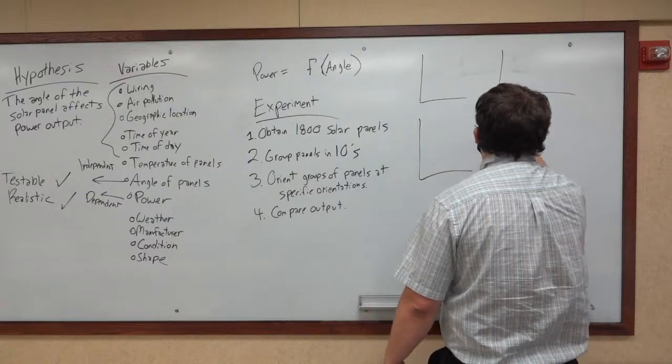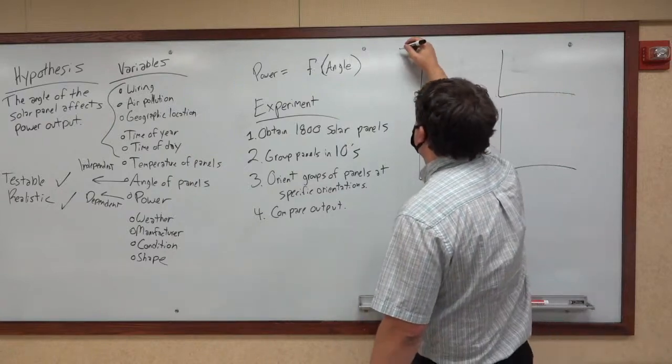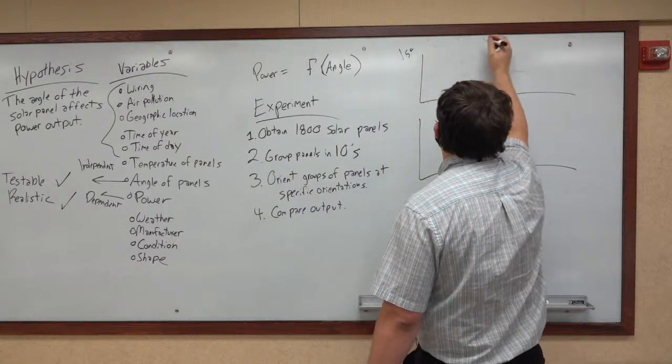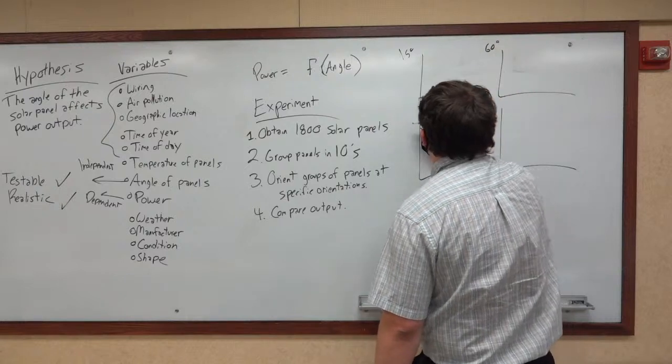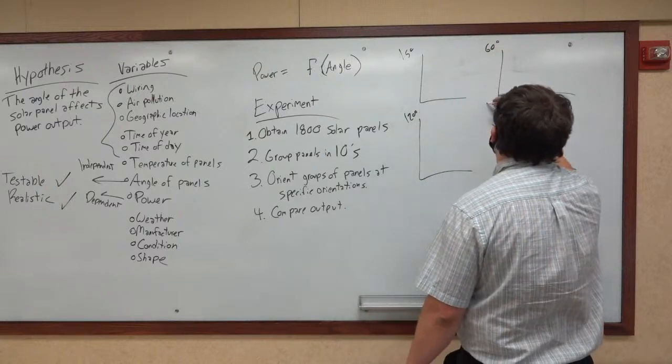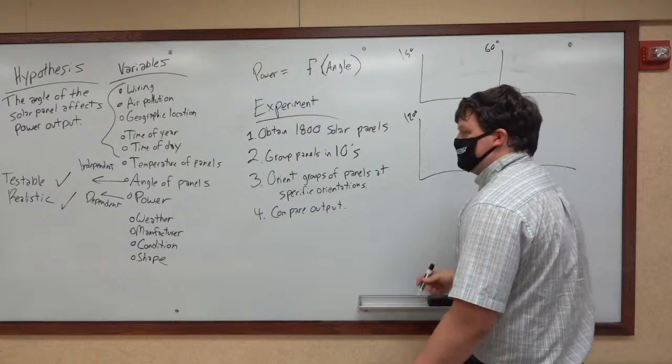Well, let's say I come up with four graphs. This is from something that's located at 15 degrees. This is 60 degrees. This is 120 degrees, and this is 180 degrees. Okay, something like that.